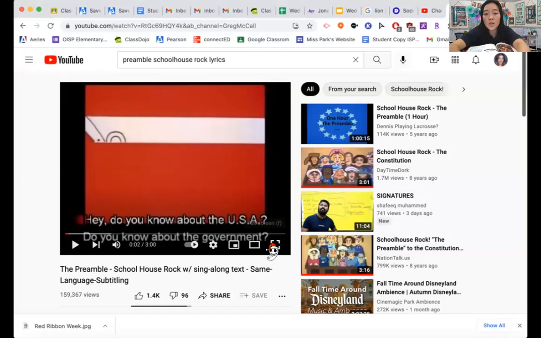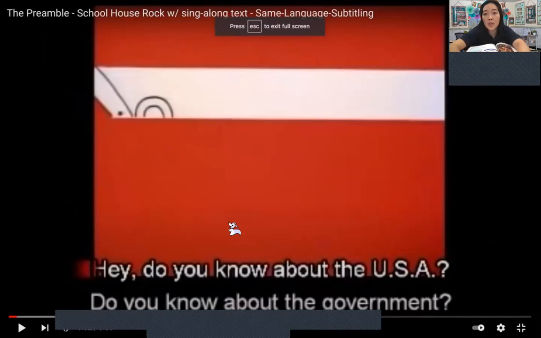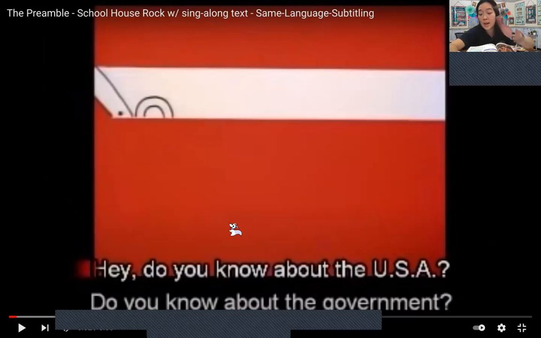All right, so the preamble is going to be the first section of the Constitution. So we are going to listen to a song that was created that uses the words from our preamble.